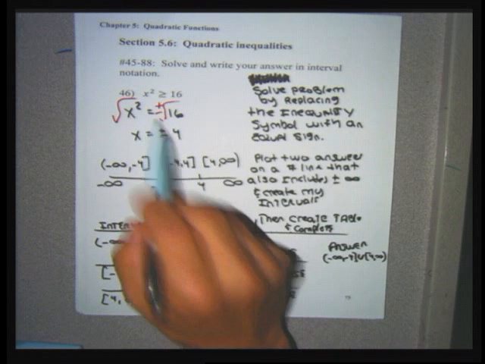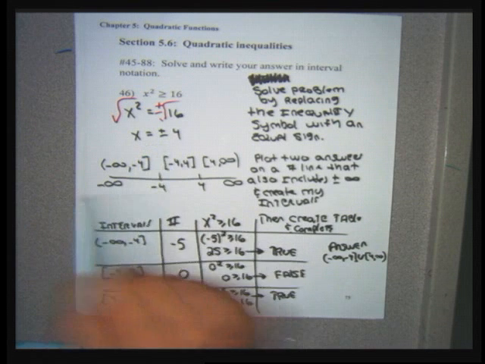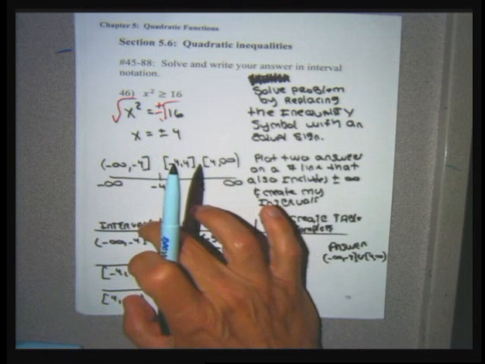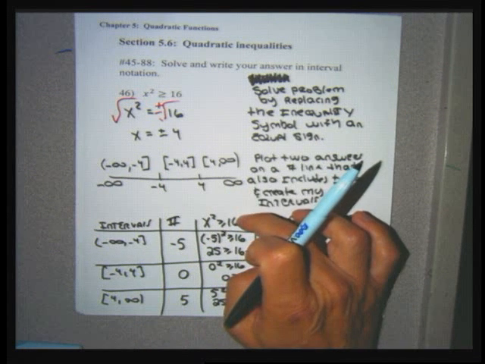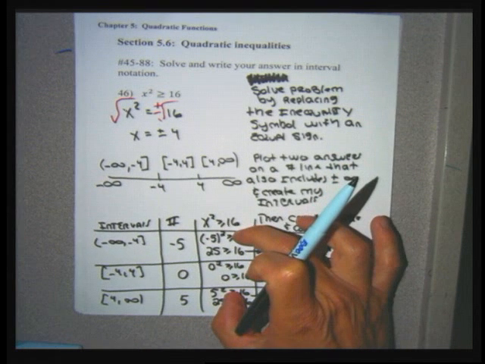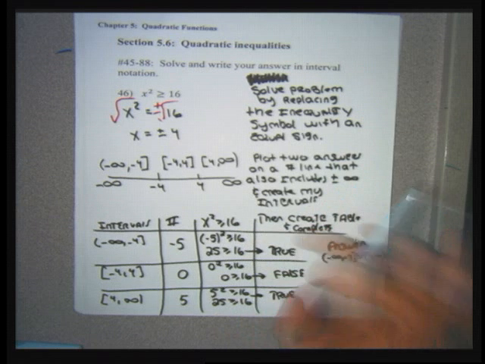Make an equal sign, solve the problem with the equal sign, create a number line with intervals, put the intervals in a table, figure out test numbers, put the original problem up top, plug the test numbers into the original problem, determine if they're true or false. Your answers are the truths.